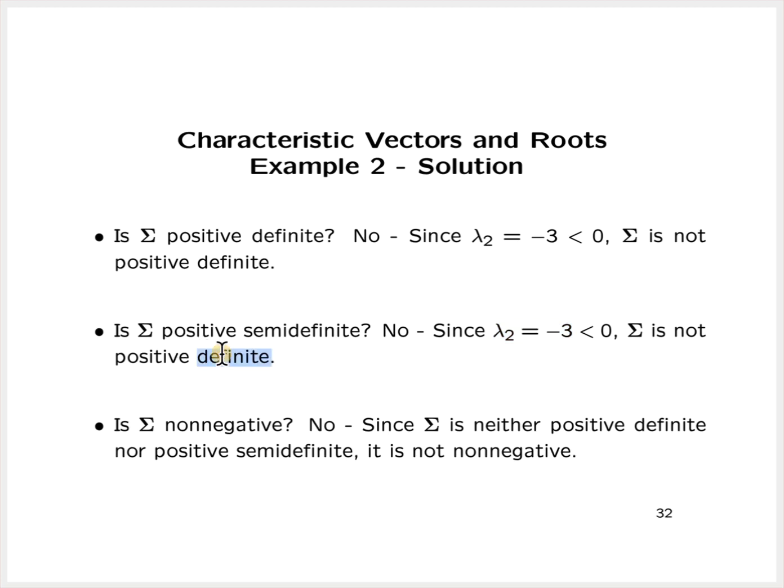And I've got a typo there. In your notes, put semi-definite there. Is cap sig non-negative? No, it's not, because cap sig is not positive definite, and it's not positive semi-definite. Therefore, the matrix cap sig is not a non-negative matrix.